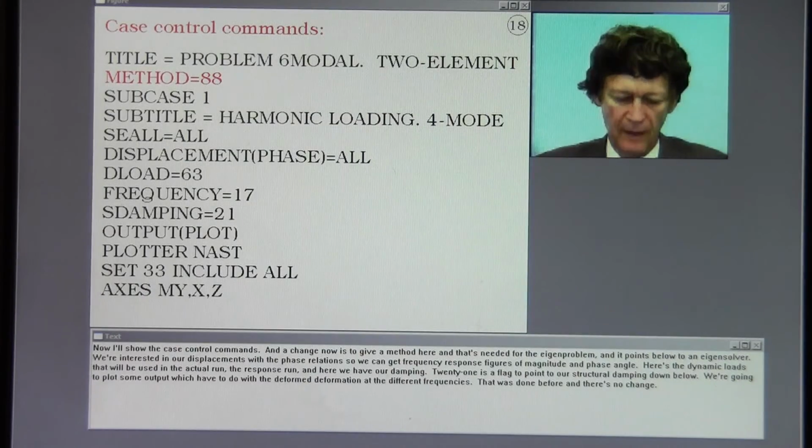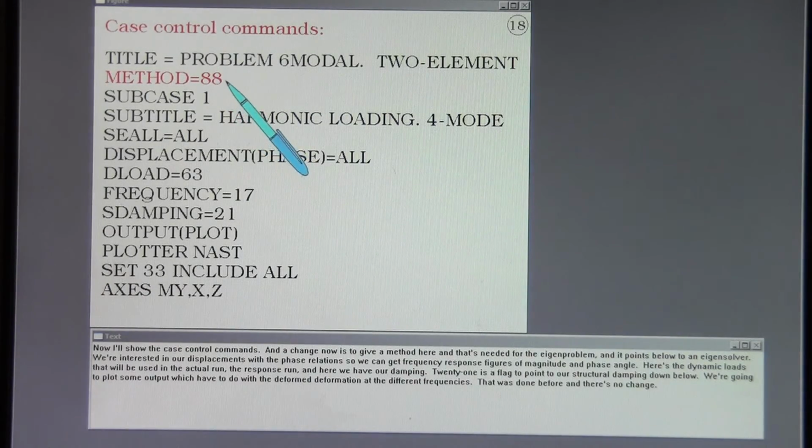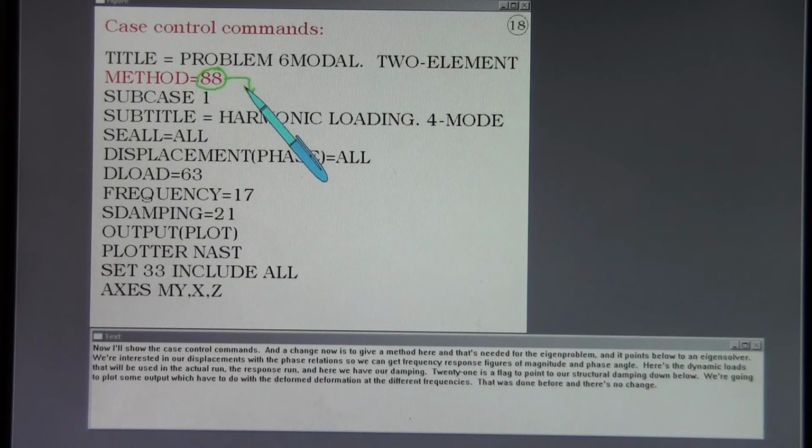Now I'll show the case control commands. A change now is to give a method here, and that's needed for the eigen problem, and it points below to an eigensolver. We're interested in our displacements with the phase relation so we can get frequency response figures of magnitude and phase angle. Here's the dynamic loads that will be used in the actual run, the response run, and here we have our damping. 21 is a flag to point to our structural damping down below. We're going to plot some output which have to do with the deformed deformation at the different frequencies. That was done before, and there's no change.